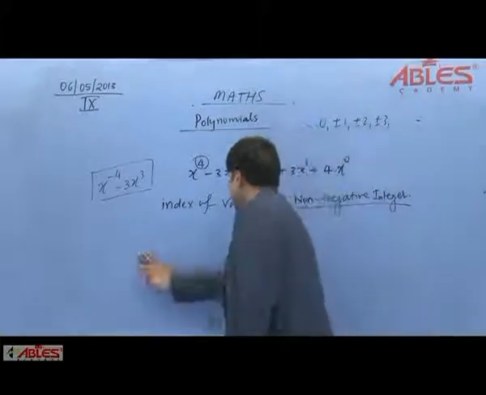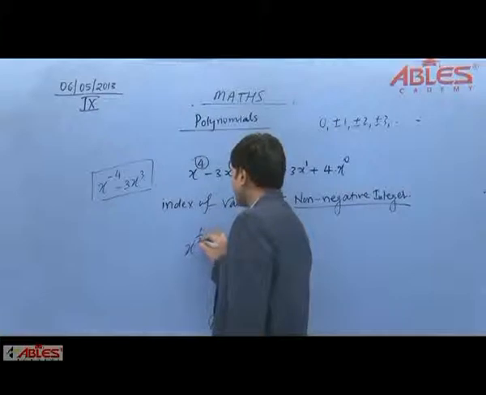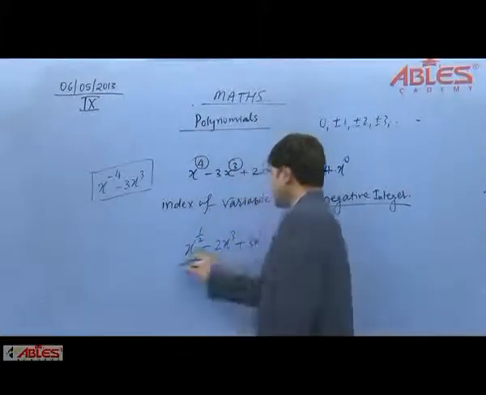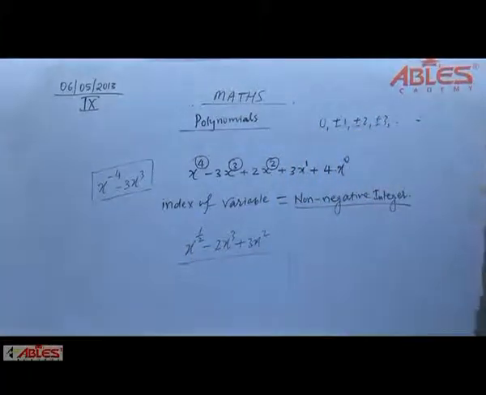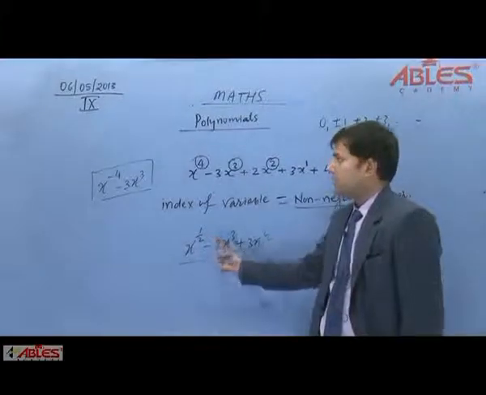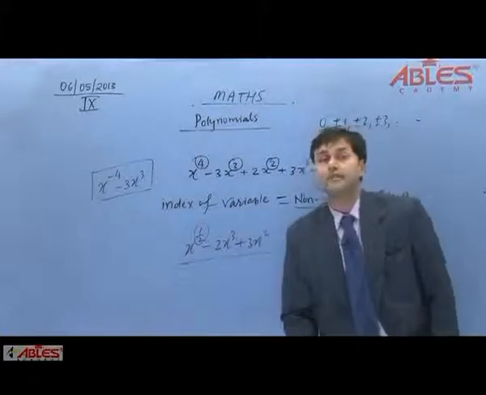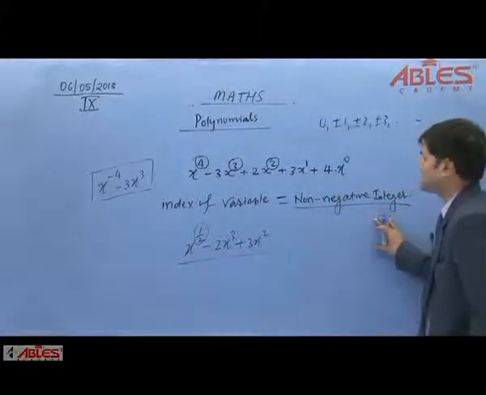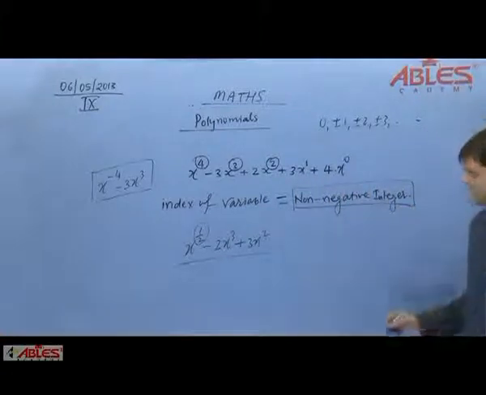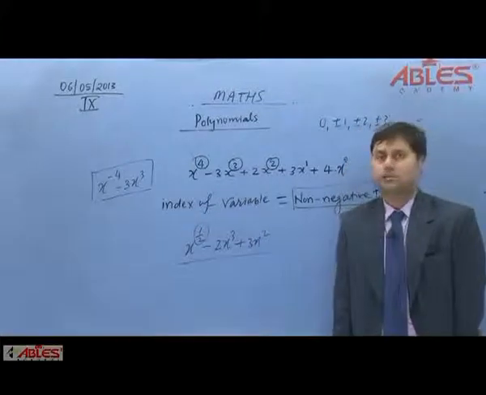Now the next case is that suppose we have x power half minus 2x cube plus 3x square. Is it a polynomial or not? Yes, students? This time we are getting a positive power half, no problem, but it is not a non-negative integer. It's not satisfying our criterion that for a polynomial, the index of variables should be a non-negative integer. We are not getting a non-negative integer; it's a fractional quantity, so it's not a polynomial.